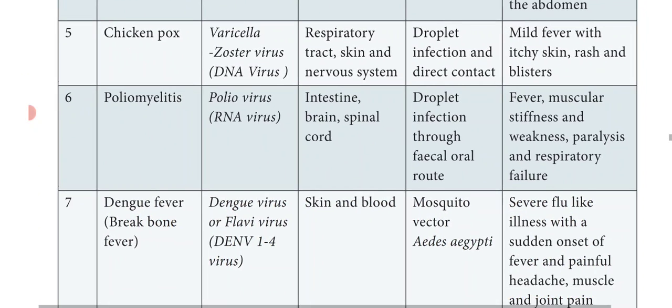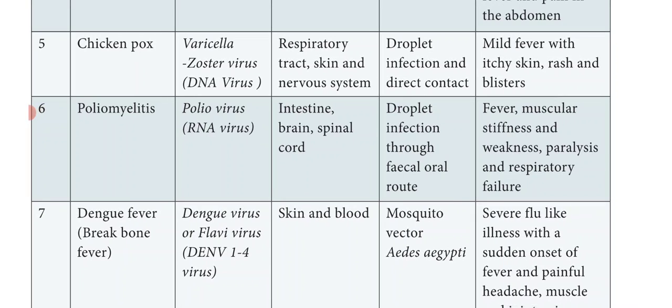And next is chicken pox. Chicken pox is mainly caused by the varicella zoster virus. The site of infection is mainly the respiratory tract, skin and the nervous system, that is the brain. It is also mainly transmitted through droplet infection and direct contact. When a normal person touches the diseased person, it is transmitted, and it is also transmitted through droplet infection.